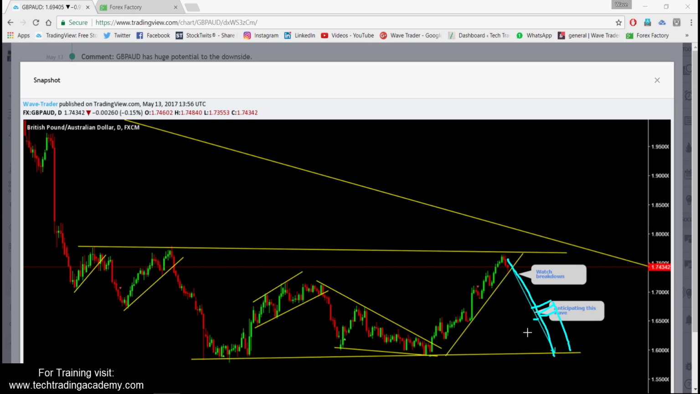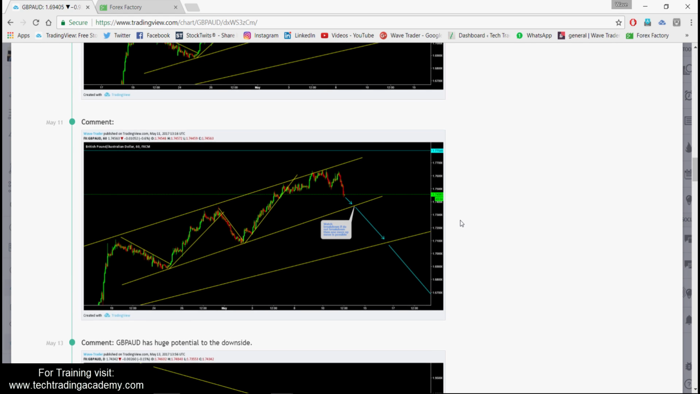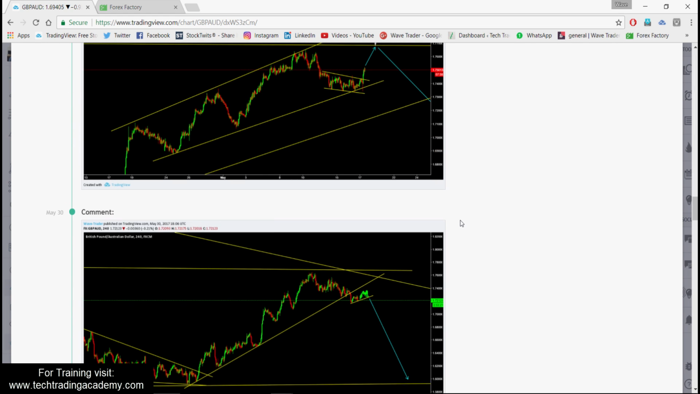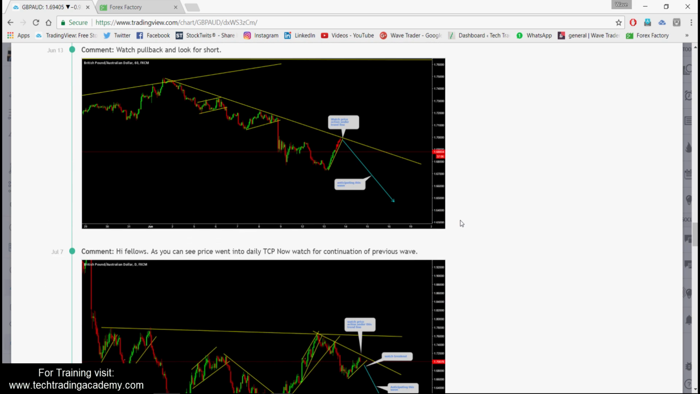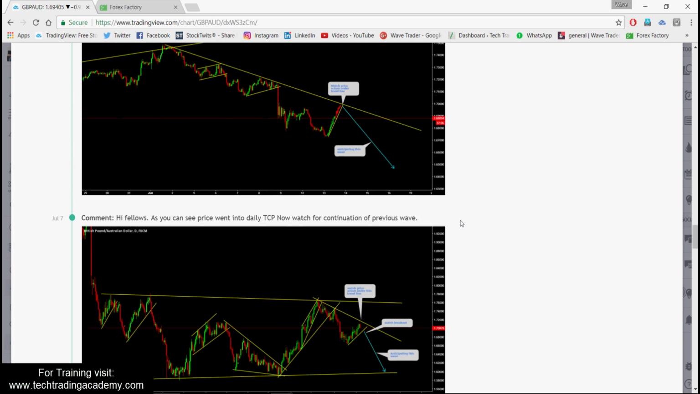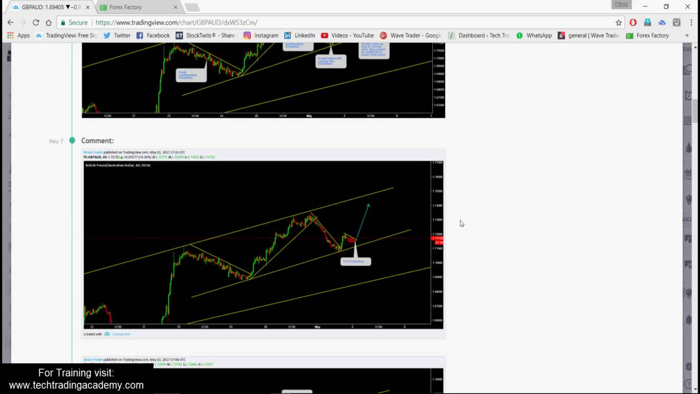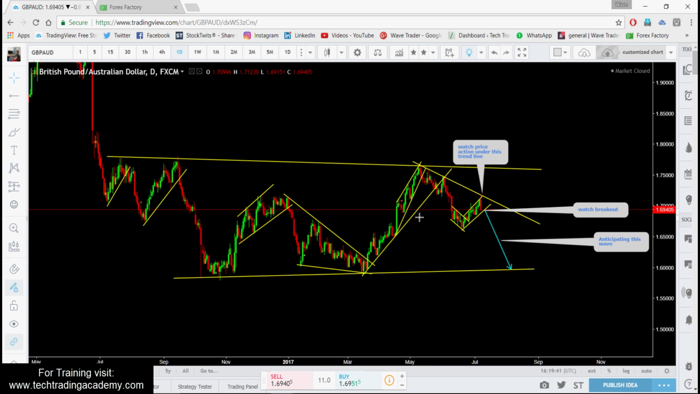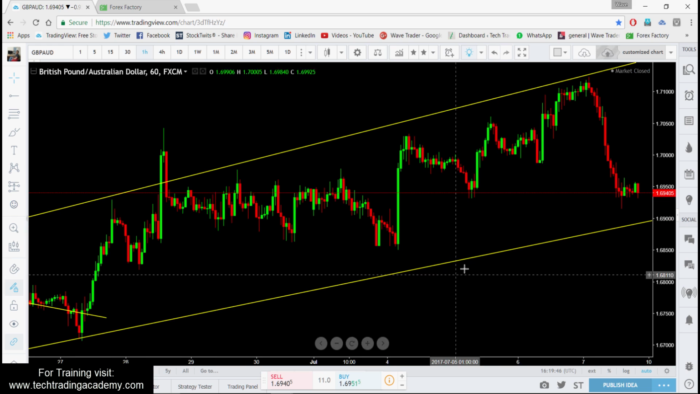Okay, so that continuation pattern formation, we were anticipating when price was there at this area. Okay, when it was forming smaller degree trend reversal pattern formation. That smaller degree trend reversal pattern formation was suggesting that price should form a bigger daily trend continuation pattern formation before going to continue to the downside.